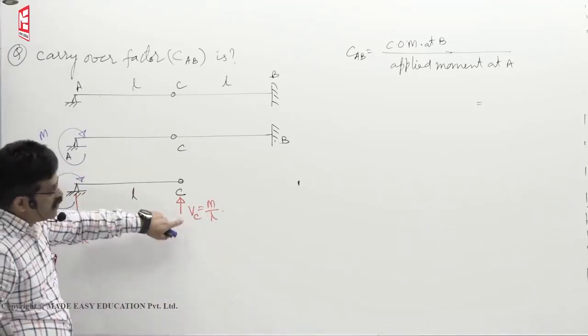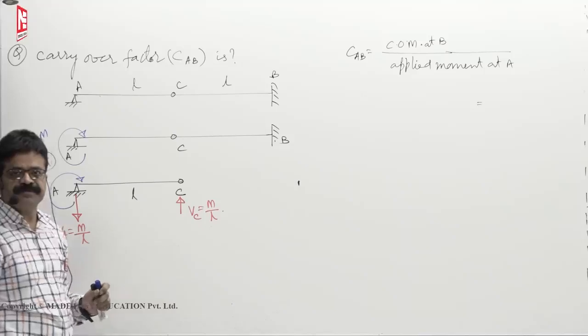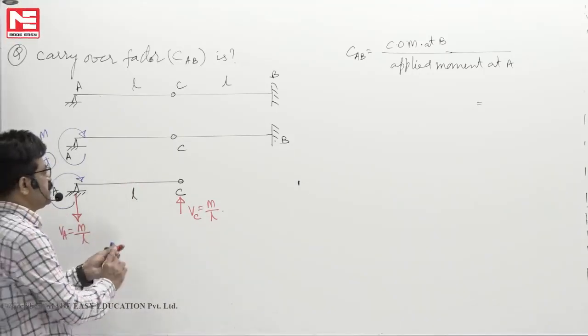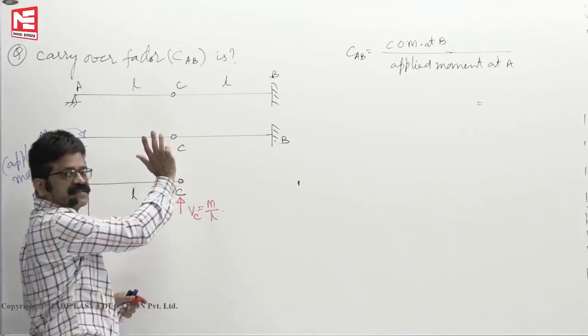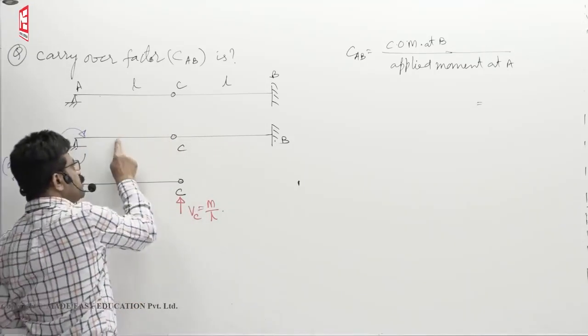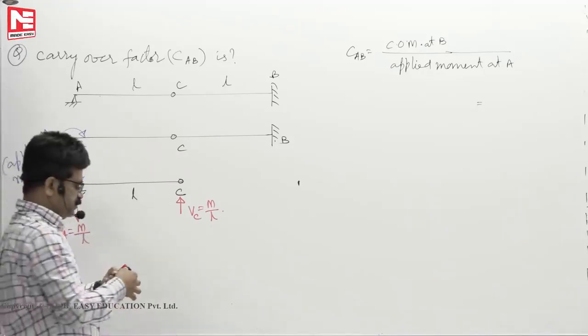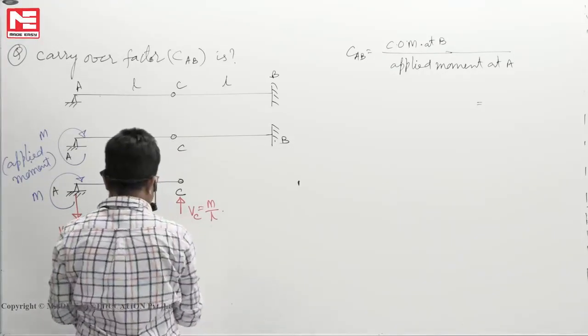Who will give this red color force to the black color beam? The CB member must exert on the AC member a force of M by L like this. If this fellow cannot give to this fellow this much force, it will fall down. Okay. Now let us see this member.